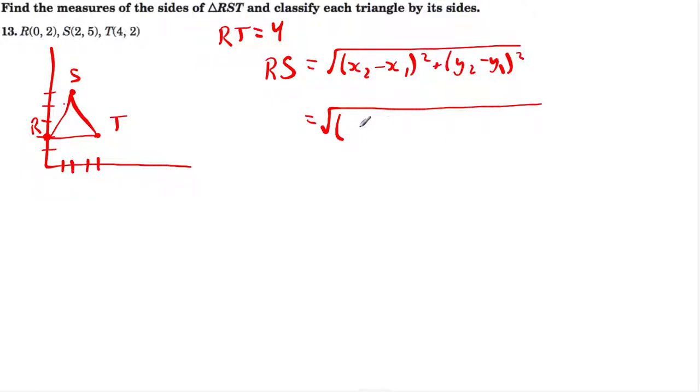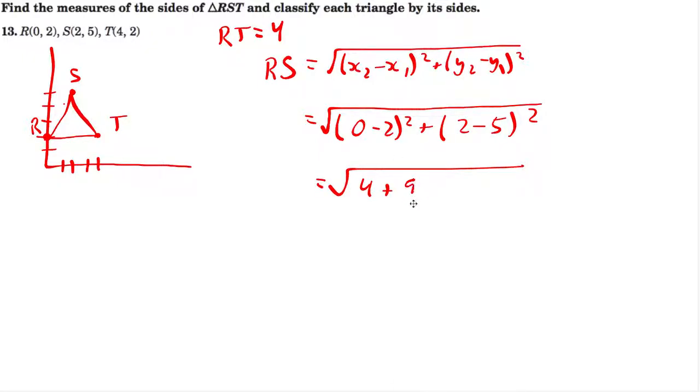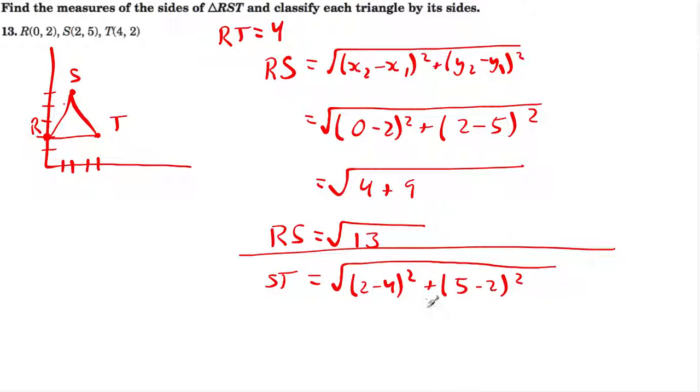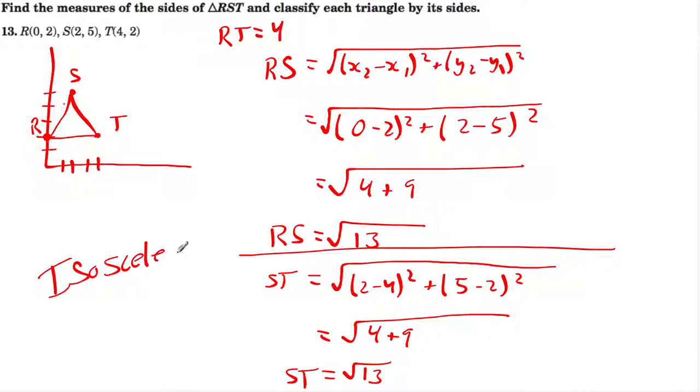So RS is going to be equal to the square root of 0 minus 2 squared plus 2 minus 5 squared. So this is equal to 4 plus 9, which is equal to the square root of 13. We can leave it like that because now we want to compare with the other side, which is going to be ST. So ST is going to be equal to the square root of 2 minus 4 squared plus 5 minus 2 squared. So this is going to give us the square root of 4 plus 9, which is also the square root of 13. So we can actually see that these two sides are the same. The third side is different. So this is isosceles. We need to use the distance formula in order to classify this triangle.